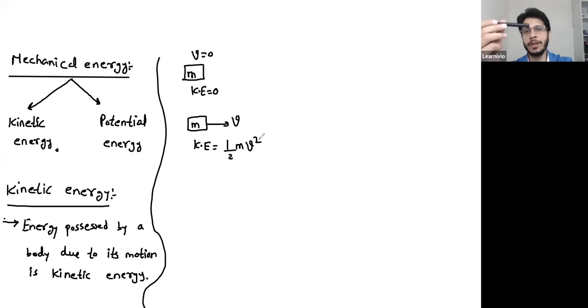Like if this pen is at rest, its kinetic energy is 0. If it starts moving with certain velocity, then due to its motion it will gain some kinetic energy. So kinetic energy is half m v square, the energy possessed by a body due to its motion. Okay, Fazil, does kinetic energy depend upon frame of reference or is it independent of frame of reference? Independent, sir. Independent of frame of reference.